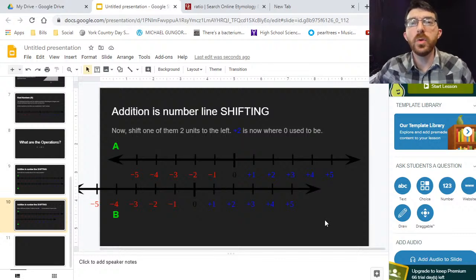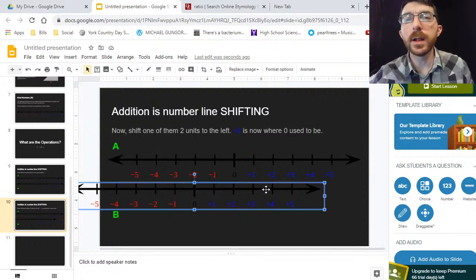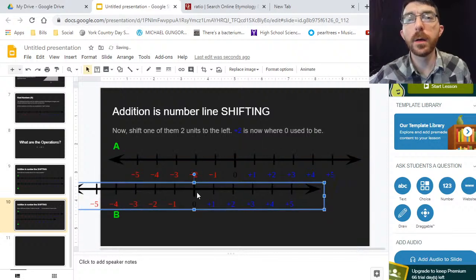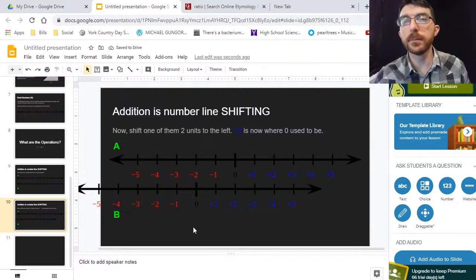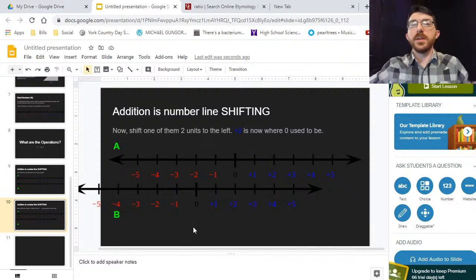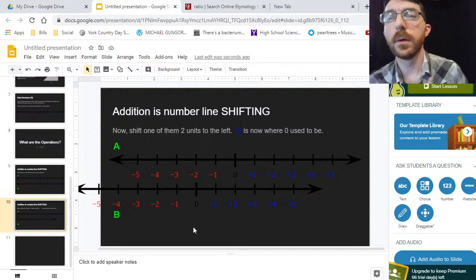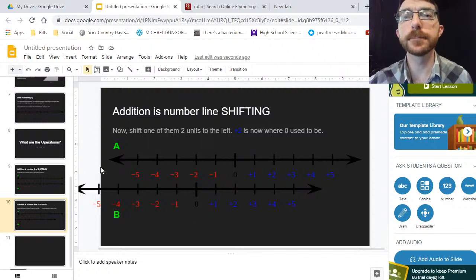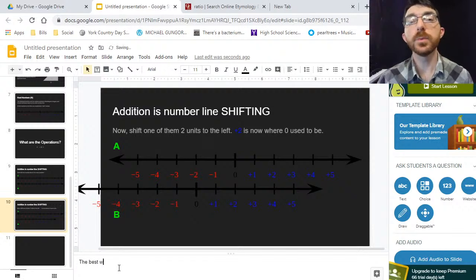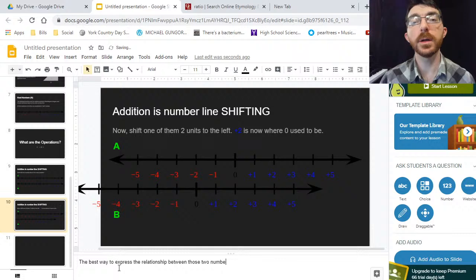Okay, now shift one of them 2 units to the left. +2 is now where 0 used to be. I didn't line that up quite perfectly. Oh, come on. Better. Okay, so best way to express the relationship between those two number lines is with addition.